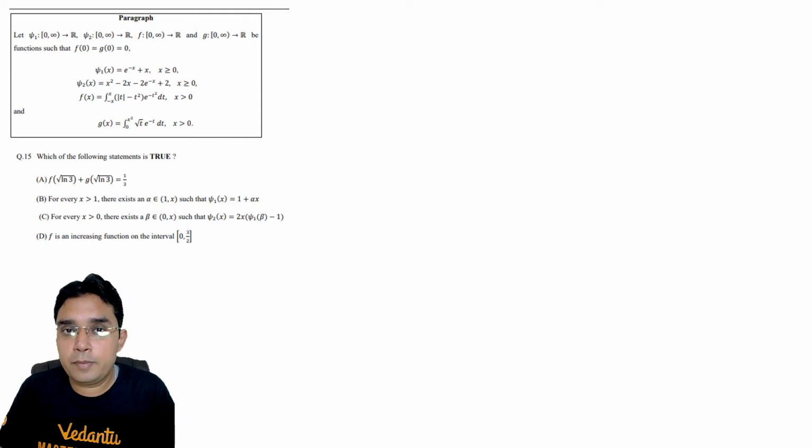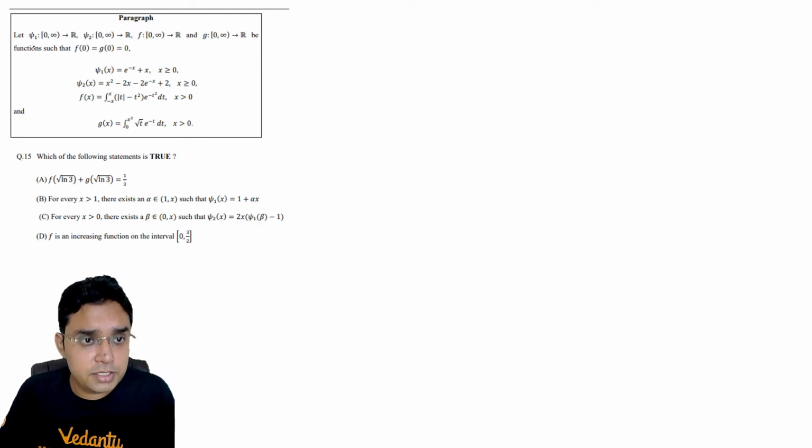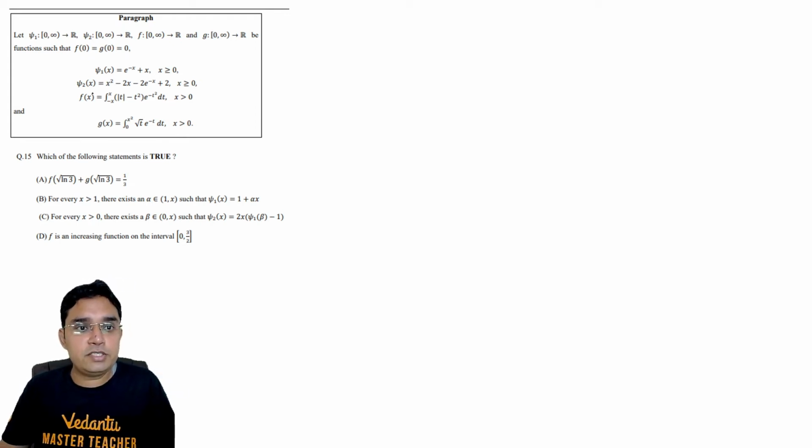We are discussing paper of JEE Advanced 2021. This is question number 15 from paper 2. This is actually a paragraph type question. In the paragraph they have given four functions psi1, psi2, f and g, all from closed bracket 0 comma infinity to R, such that f(0) and g(0) are 0, and then they have given psi1, psi2, f and g.